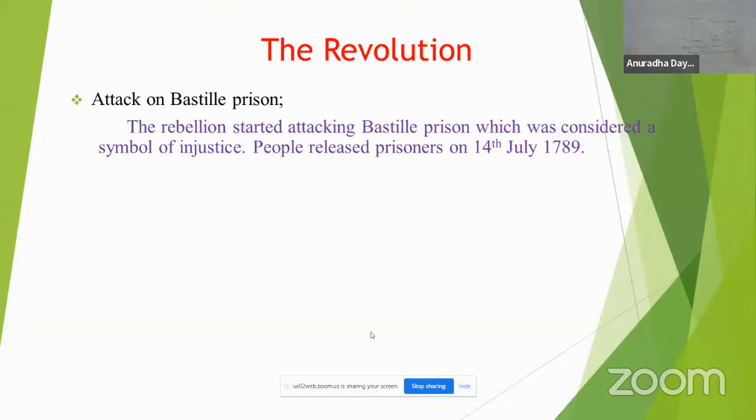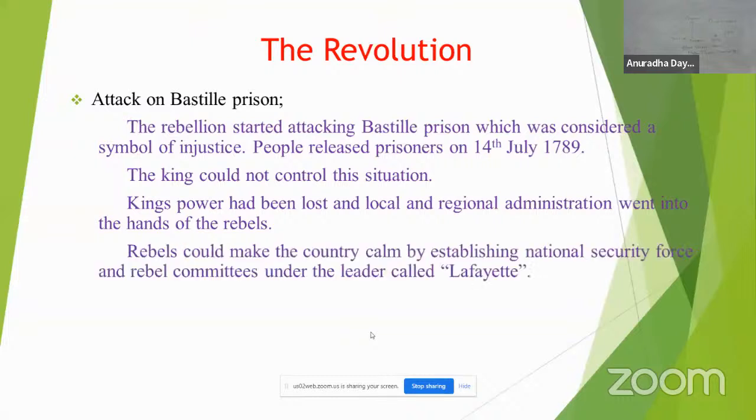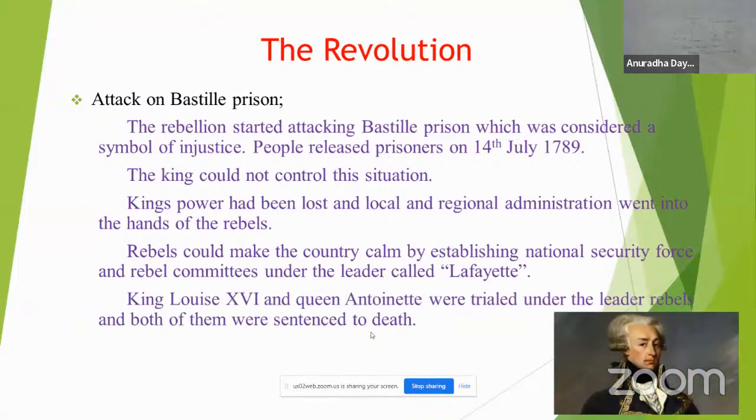People released prisoners on 14th July 1789. The king could not control the situation. The king's power had been lost, and local and regional administration went into the hands of the rebels. The rebels could make the country calm by establishing a national security force and rebel committees under the leadership of a person called Lafayette. So this is Lafayette.